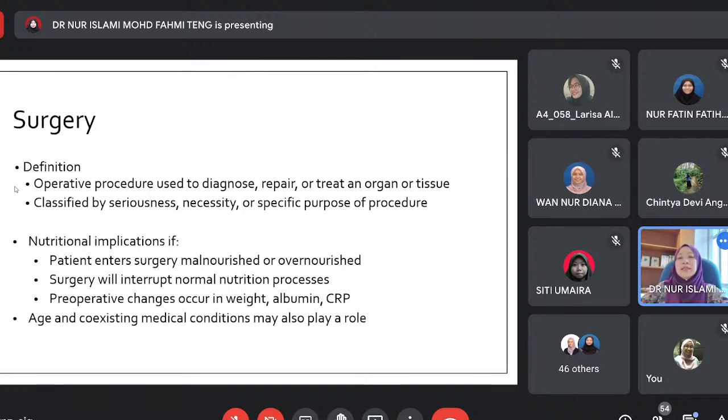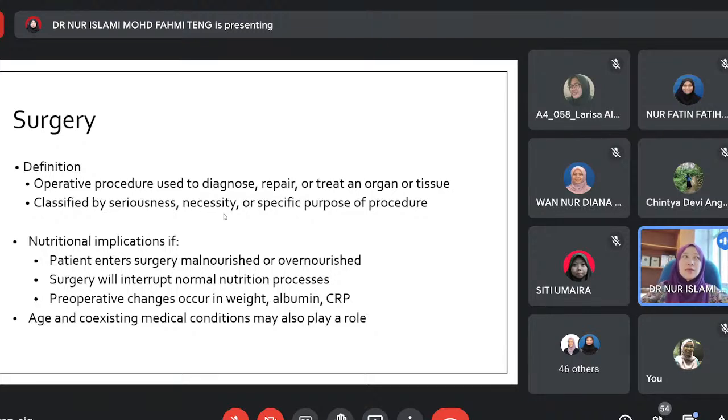Okay. So now we look into the details of the surgery. By definition, surgery is the operative procedure that is used to diagnose, repair, or treat an organ or tissue. So we can classify it by the seriousness of the procedure, for example major surgery or minor surgery. Then the necessity, for example elective or emergency surgery. And the specific purpose of the surgery.